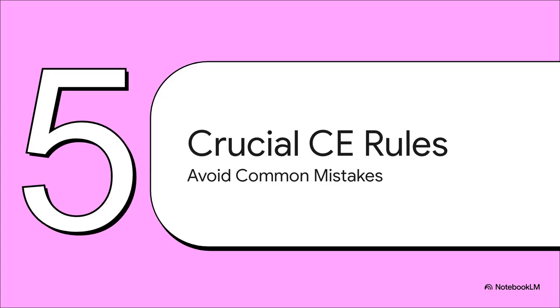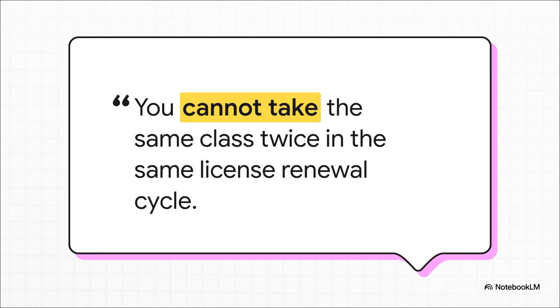Okay, now that you know how to find and read your report, we need to talk about a few super important rules. Understanding these will absolutely save you from wasting your time and your money. This right here is the number one most important rule to burn into your brain. You get 0 credit for taking the same class twice in one renewal period. I don't care how much you like the instructor. If you've already taken it in this cycle, the state will not count it a second time.